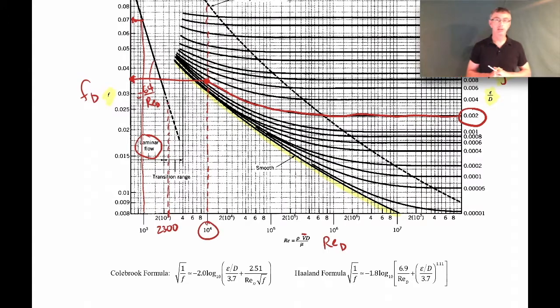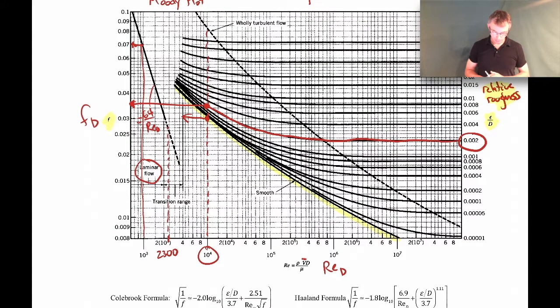So if you're dealing with a PVC pipe at a Reynolds number of 10,000, you come up to this line right there, right where it intersects the smooth line, and then go over and read the friction factor. Okay? Now there's two other features on this plot that I want to show you.